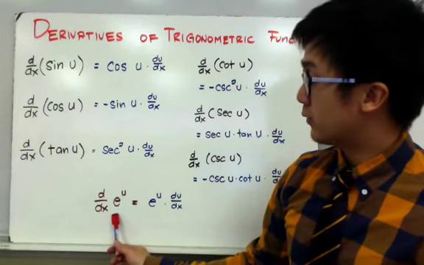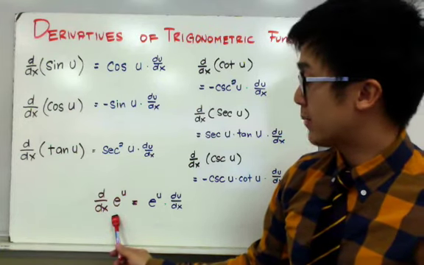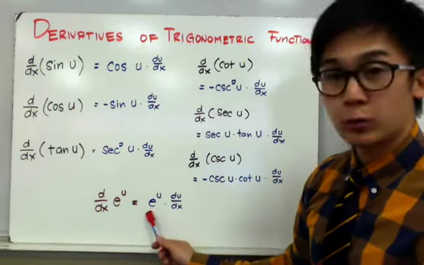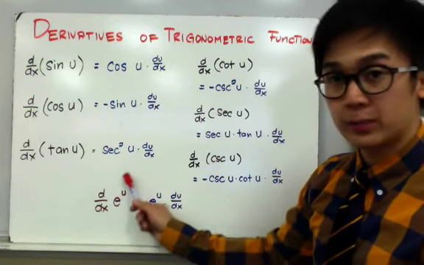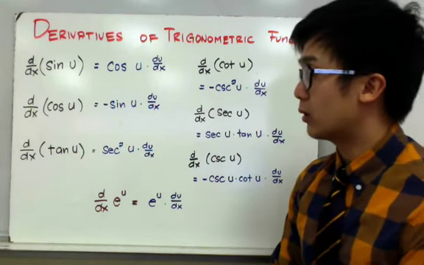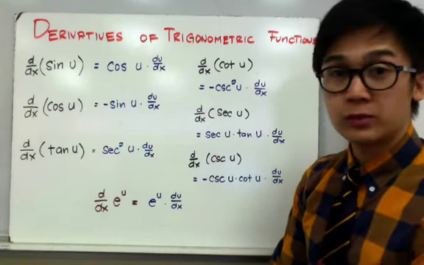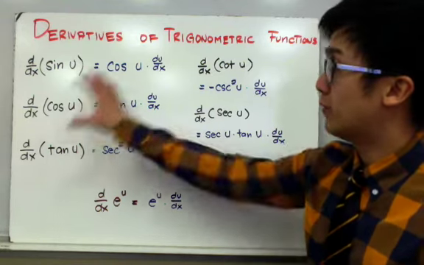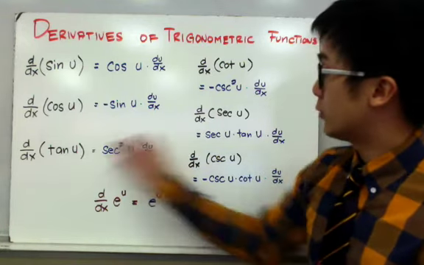Now, the derivative of e to the u with respect to x is simply equal to e to the u times the derivative of your exponent u, which is du dx. You will see this later on in our problems for finding the derivative of the trig functions using this formula.